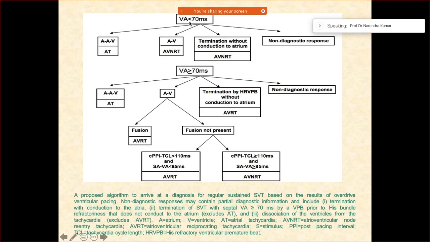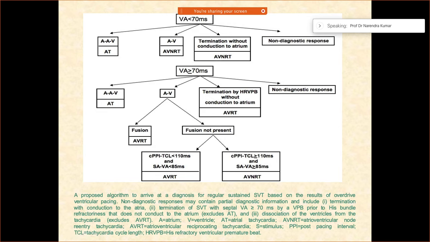Further, with VA less than 70 milliseconds, you try to do ventricular pacing. If you see an AAV response, again it is characteristic of atrial tachycardia. Similarly, if you get a VA-His-V response, this is characteristic of typical AVNRT. Now the trick comes.